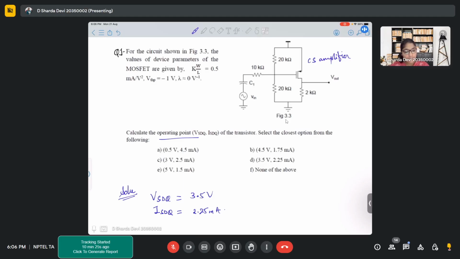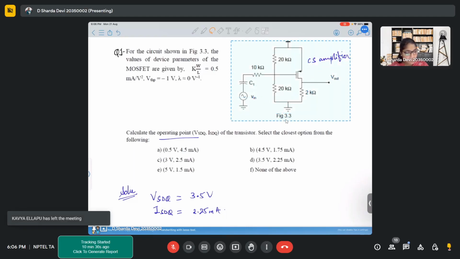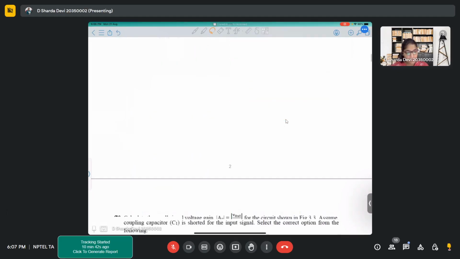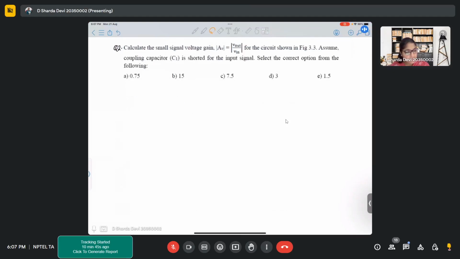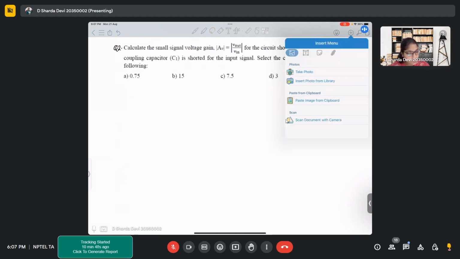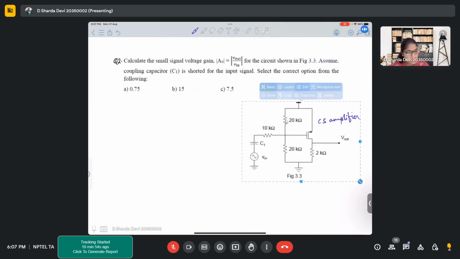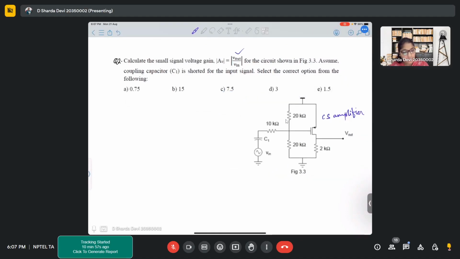So now there were a few follow-up questions based on this particular circuit. We'll take up those questions first, then we'll move to the next problem. The first problem, which was a follow-up problem: in this particular circuit, you have to find the gain V out by V in. Assume the coupling capacitor C1 is shorted for the input signal and select the correct options.